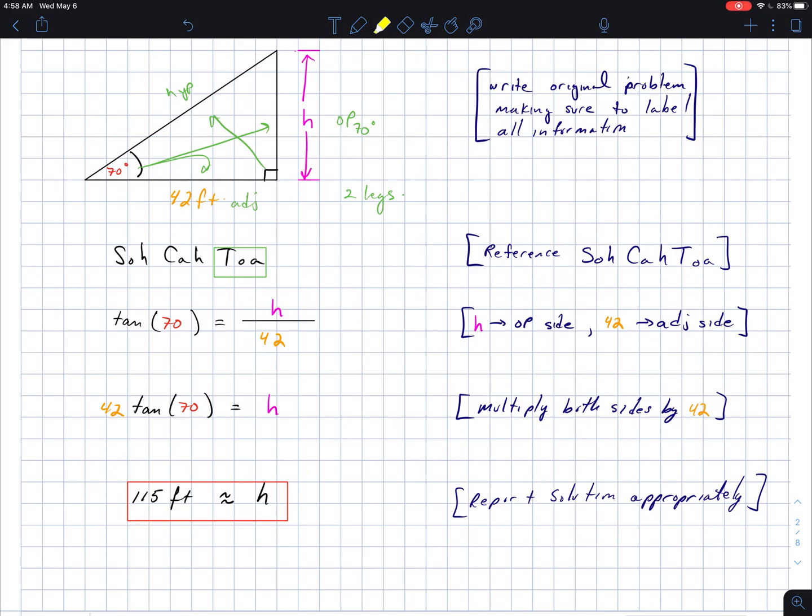I then solved, and the only thing to do here is to realize that I'm dividing by 42, so the opposite is multiply by 42. When I do that, I have my two solutions: my exact solution and my approximate solution. And remember, they asked us to record it to the nearest foot. So when you are reporting, report appropriately, okay?